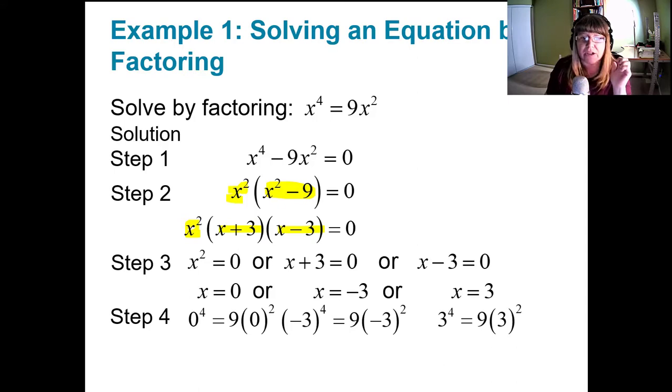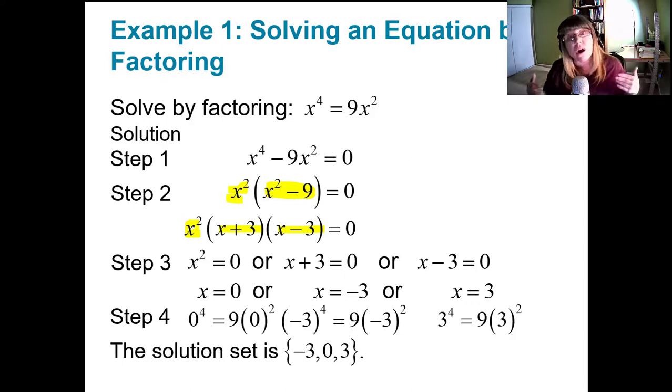Negative 3 squared is negative 3 times negative 3 is positive 9. Positive 9 times 9 is 81. So 81 equals 81. We're good there. And of course, doing the positive is going to be 81 equals 81. And that looks good too. So therefore, our full solution set is negative 3, 0, and positive 3.